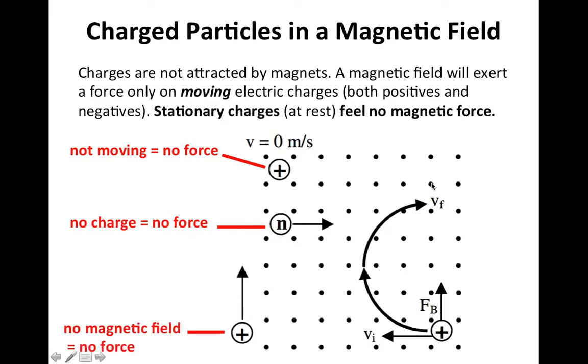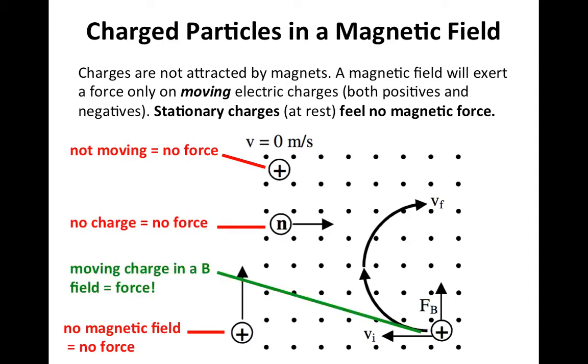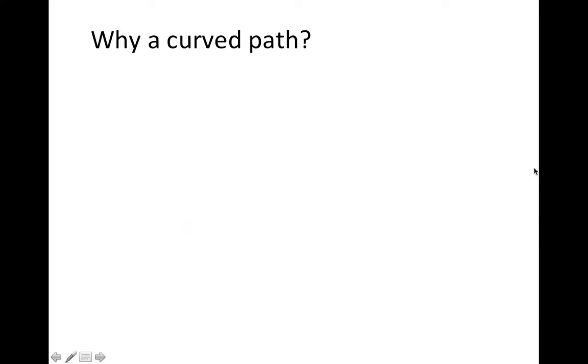Over here, you have a positive charge that is moving, okay, but it's not inside the magnetic field, and so there's no force. So you have to have a moving charged particle that is inside a magnetic field, and if you have all of those, then you will actually get a force. And so you have your initial velocity, and the force is directed this way, and you actually notice that it becomes a curved path. So why a curved path?